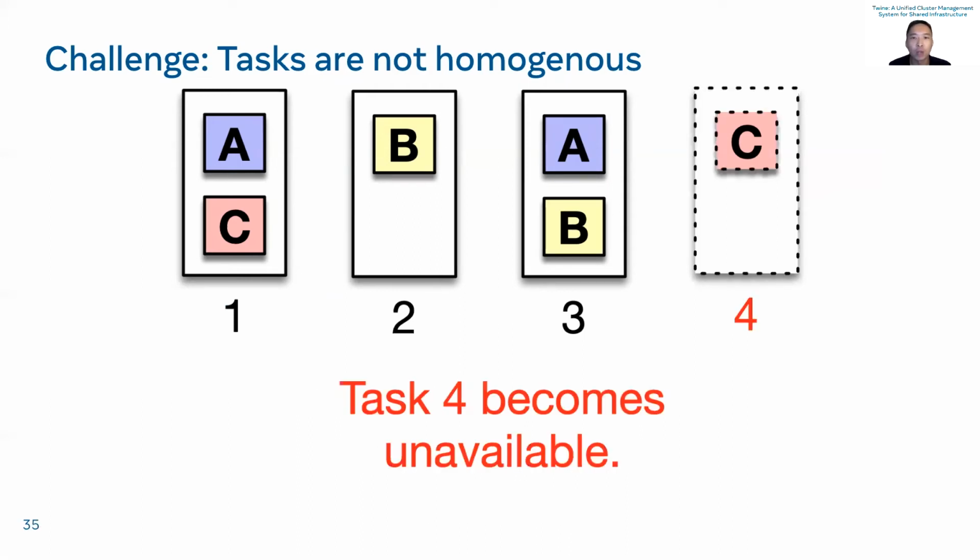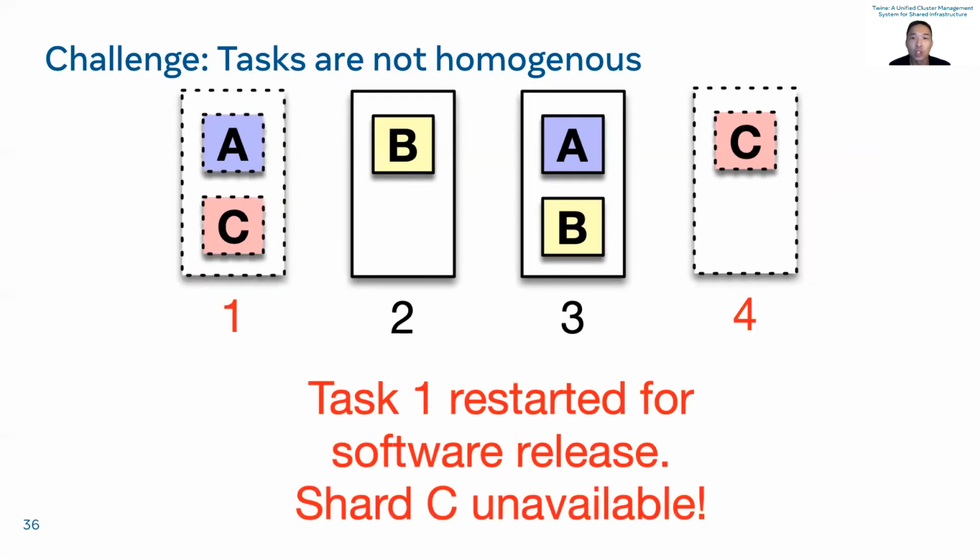Now suppose task 4 becomes unavailable because the machine failed. The job owner starts a soft release now. Cluster management systems are typically unaware of the application's data placement, and it may naively choose task 1 to restart first for the release. As a result, shard C is now unavailable, as all replicas of that shard are unavailable.